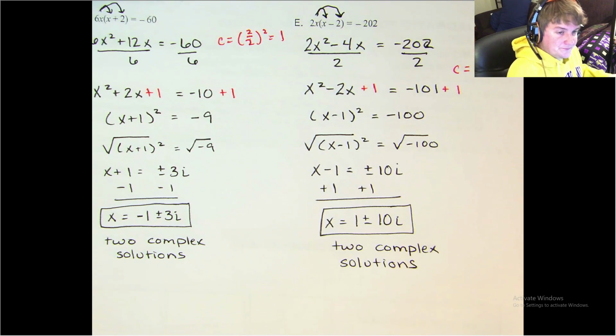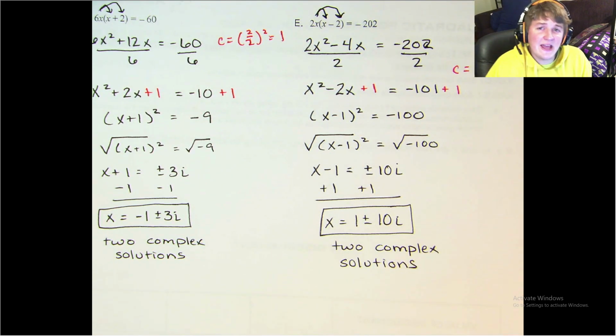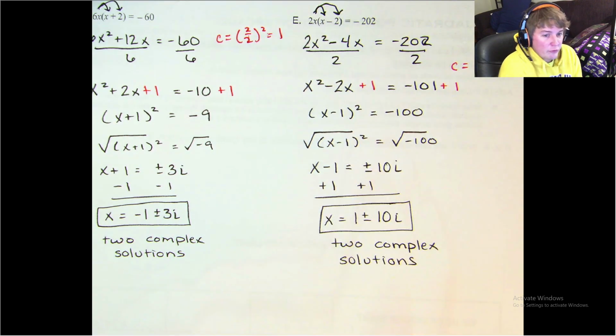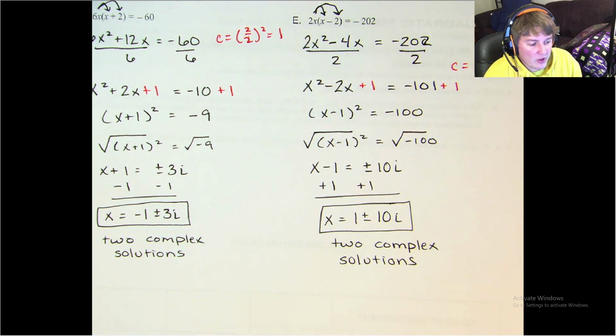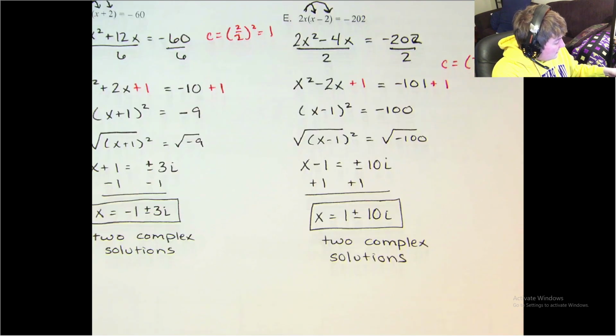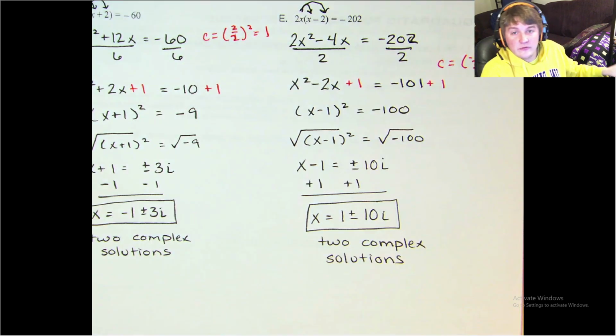Otherwise, folks, that is the end of this lesson, 4.5, completing the square. The big concept you need to know is how to make it a perfect square trinomial, which I've had in red in every problem, by adding in that special c value. Otherwise, go ahead and move on to the homework, and I will see you next time for 4.6, which I believe is the quadratic formula. See you then.